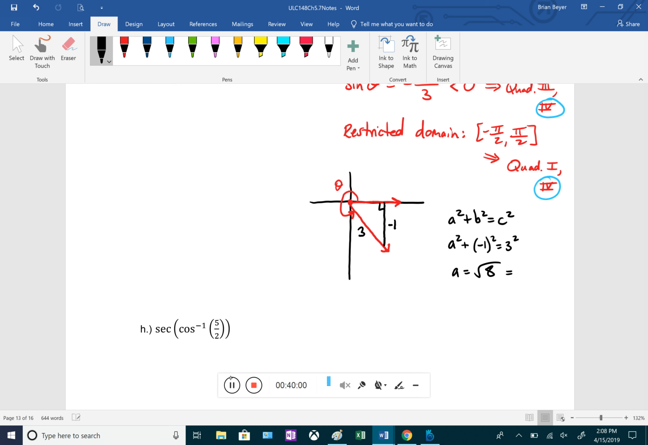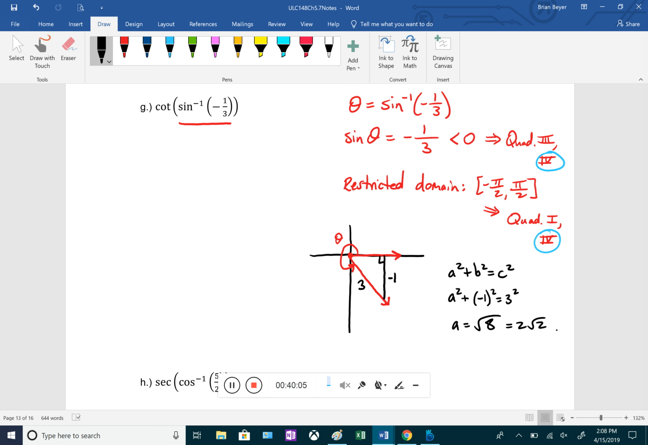So remember, if we're simplifying square roots like that, you think of 2 factors where one of them is a perfect square. 8 can be rewritten as 4 times 2. So the square root of 4 times 2 would be 2 radical 2.